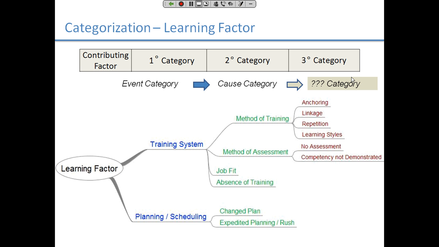A challenge for us is, what about that tertiary category? When we're looking at, well, what was wrong with the method of training? What was wrong with the method of assessment? And I wouldn't put forward that you'd want to categorize that level, because now what we've done is we've gone to CAPAs. We're thinking about, well, what are we going to do to deal with this to avoid the problem with the method of training if that were to be the root cause identified in an investigation.